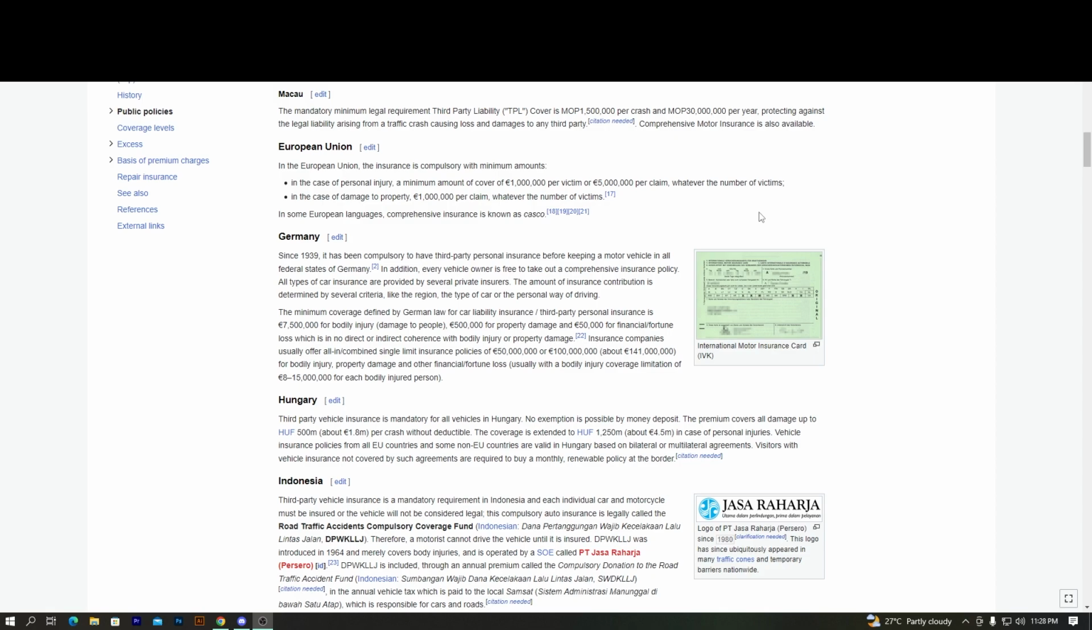All are about 14 crore and 10 lakh rupees for bodily injury, property damage, and other financial loss, usually with a bodily injury coverage limitation of 8 to 15,000 for each injured person.